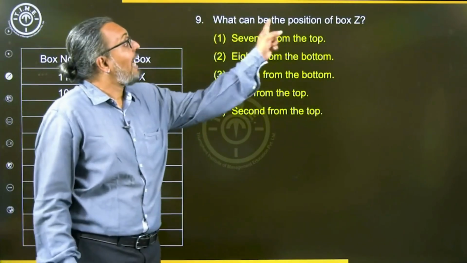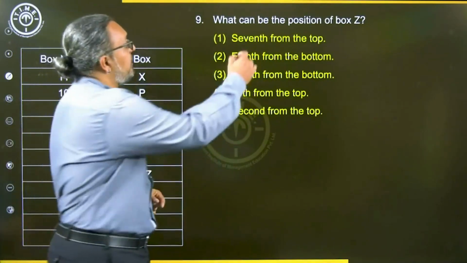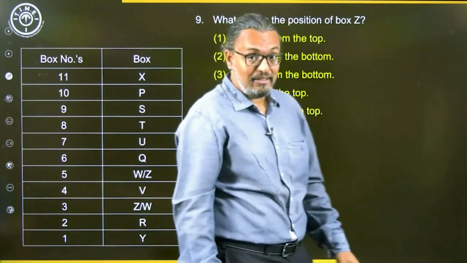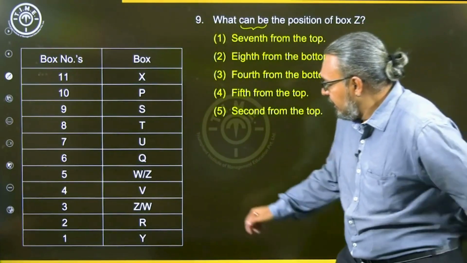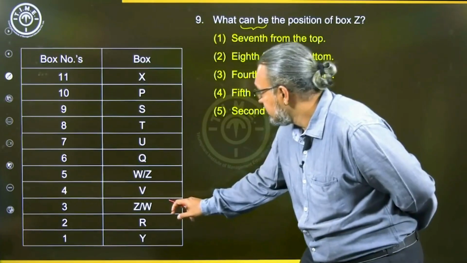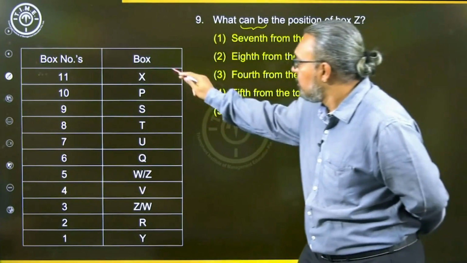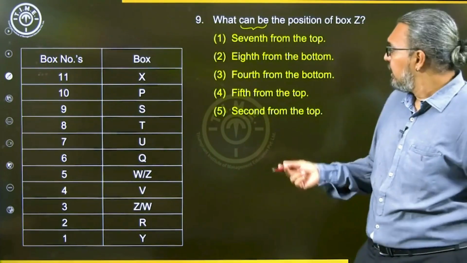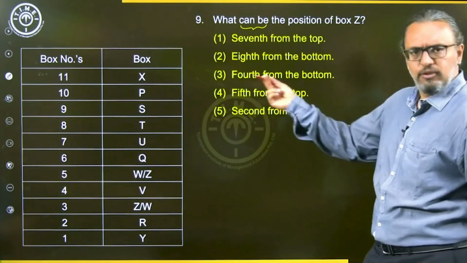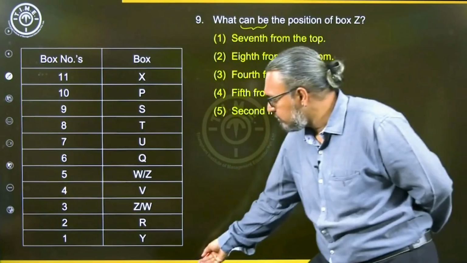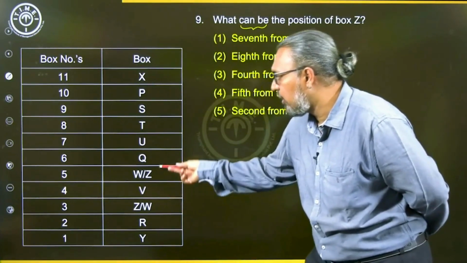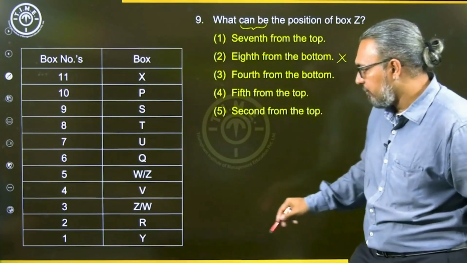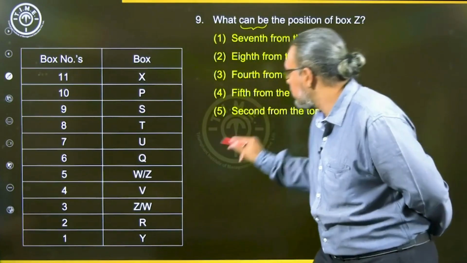Next, what can be the position of Z? See, now he says "can be". What can be the position of Z, box Z? Okay, let's see. Now Z is either here or here. So he says 7th from the top: 1, 2, 3, 4, 5, 6, 7th from the top. Correct. Now let's see the others just for the sake of understanding. 8th from the bottom, definitely not. It is either 2nd, 3rd from the bottom or 5th from the bottom. So this is not possible. Then fourth from the bottom: 1, 2, 3, fourth from the bottom also is not possible.